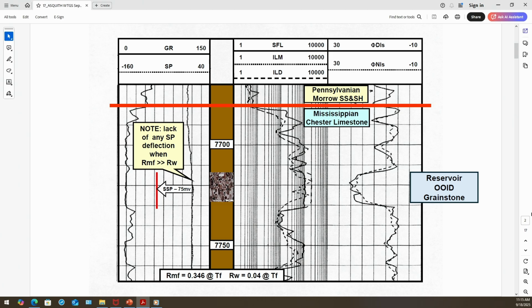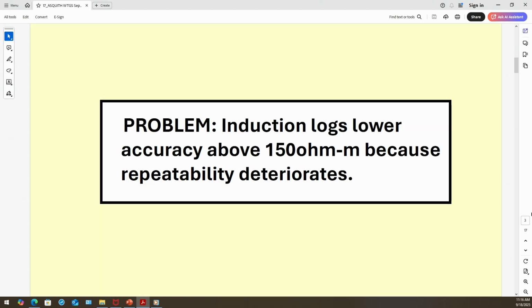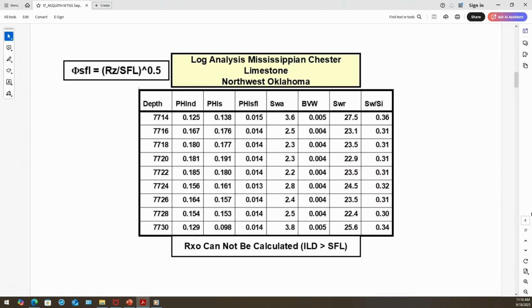And the resistivity, well, I can't see the red marker, but if you look carefully, it gets up to 2,000 ohm meters. And I said, I've never seen anything like that, Ed. So the problem is induction logs have lower accuracy above 150 ohm meters because the repeatability deteriorates, because you're measuring such a small thing at that point, since you're measuring conductivity in a very resistive rock. So that's a problem in this rock, and I'll show you a better way to do this later.